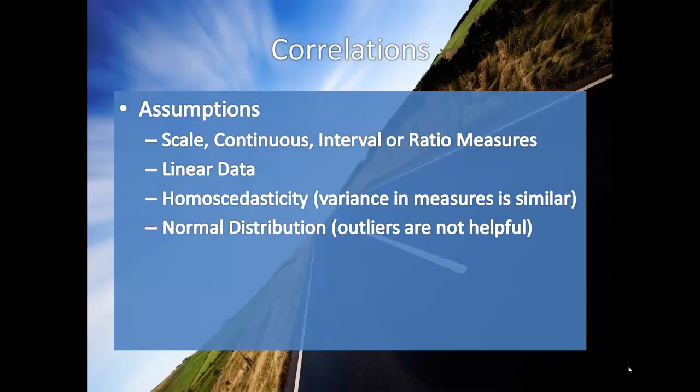So, for correlations to run, you need to have scale, interval, continuous, or ratio measures. Keep in mind that if you have categorical data, it doesn't mean that you can't run correlations, but you would have to dummy code them, and see podcast 3 for learning how to do that. You'd have to dummy code your categorical variables if they have 3 or more levels, or you can just run correlations with 2-level variables.